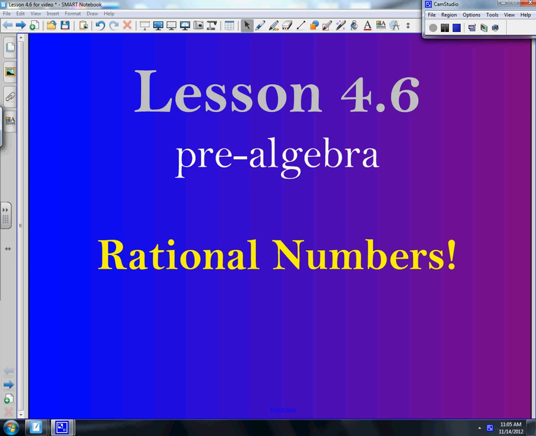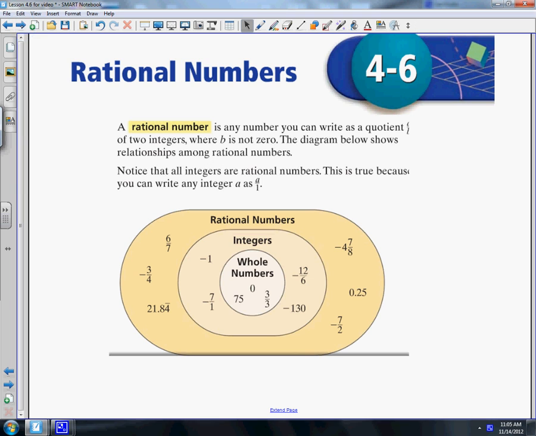Hey guys, this is lesson 4.6 for pre-algebra. It is called Rational Numbers. So title your paper, Rational Numbers. Now, on your paper, I want you to copy down this circle chart. So take a minute, pause the video, and copy this down.